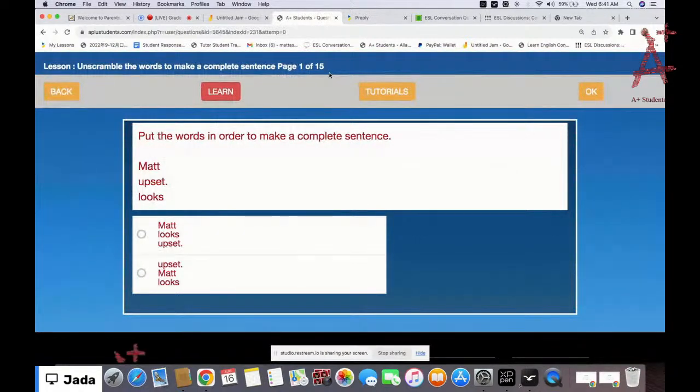Mart upset looks. So Mart looks upset. Mart should be the first because it has the capital letter. So it's gonna be Mart looks upset. So when you say Mart looks upset, then the sentence makes sense. It's a complete sentence. Okay.